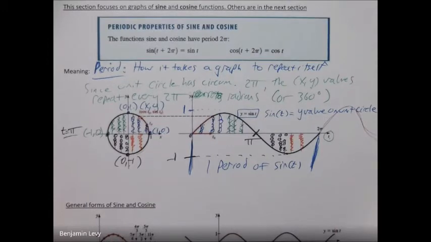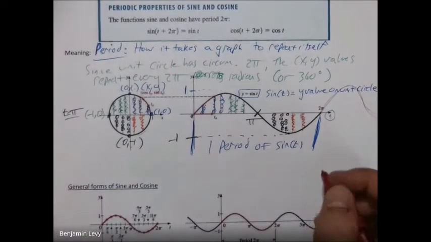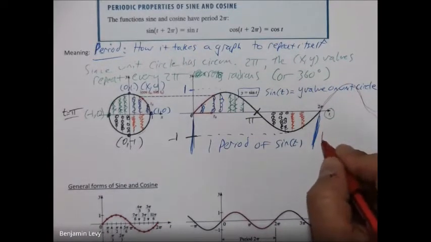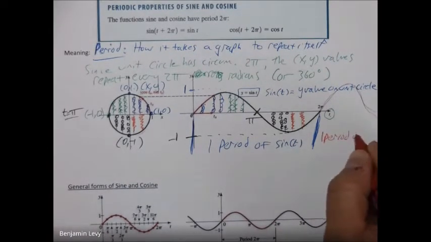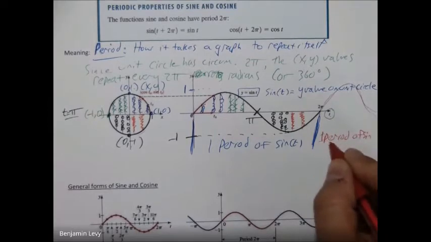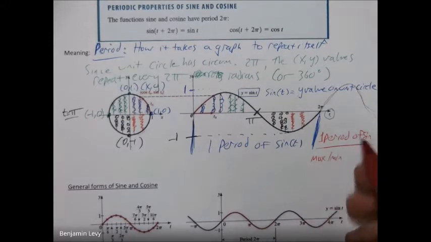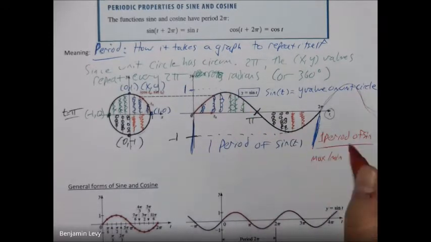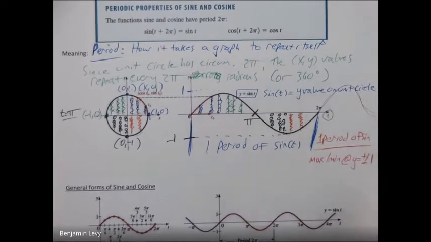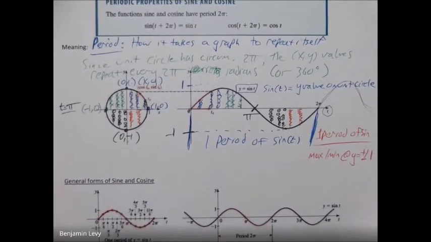I'd like to drive this home a little bit and clarify it further by thinking about exactly what happened with one period of sine. I'll squeeze that in right next to it here. So in one period of sine, we had our max and our min at plus or minus 1, because those are the biggest y values on the unit circle.